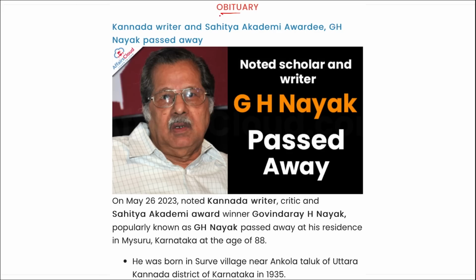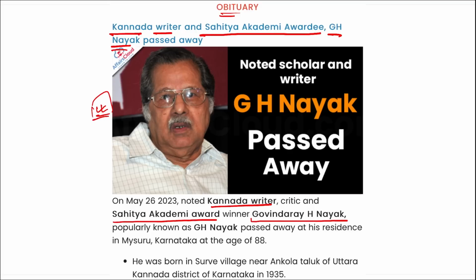Next, we are talking about obituary. Kannada writer and Sahitya Academy awardee G.H. Nayak, as you can see him in the picture, has passed away. Right? Kannada writer, critic, and Sahitya Academy Award winner Govindari H. Nayak, that is G.H. Nayak, popularly known as G.H. Nayak, passed away at the age of 88 in Mysore, Karnataka.